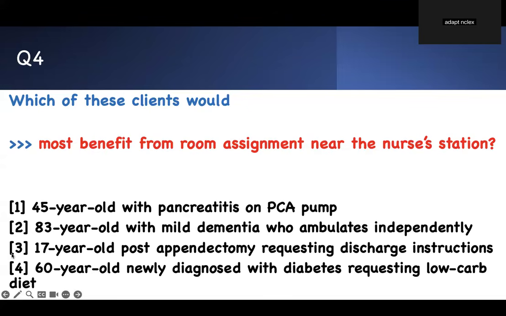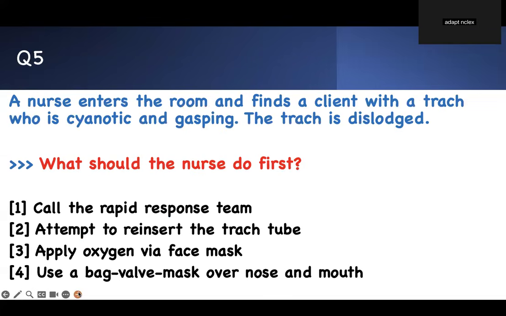He said 85, 83-year-old, I don't know. There's something there. I've got to pick it. What should the nurse do first? Same thing. The nurse enters the room and finds a client with a trach who is cyanotic and gasping. The trach is dislodged. Those are the buzzwords. I have a trach that has come out. I have cyanotic and gasping.